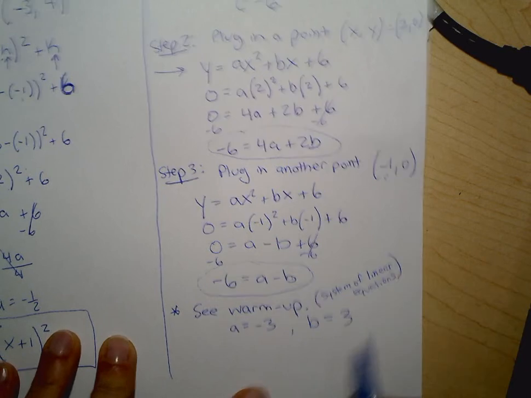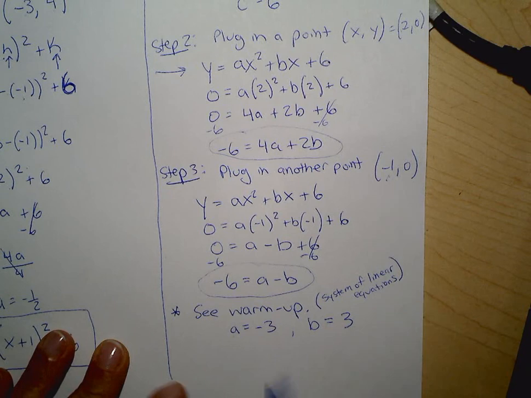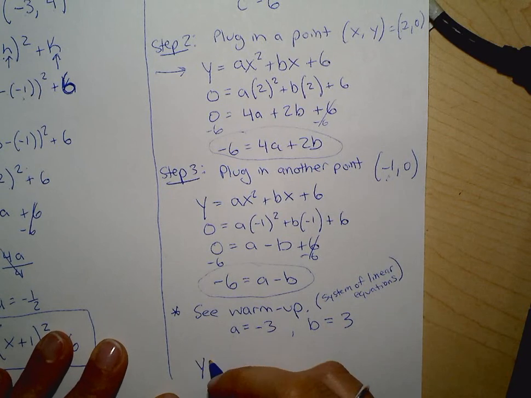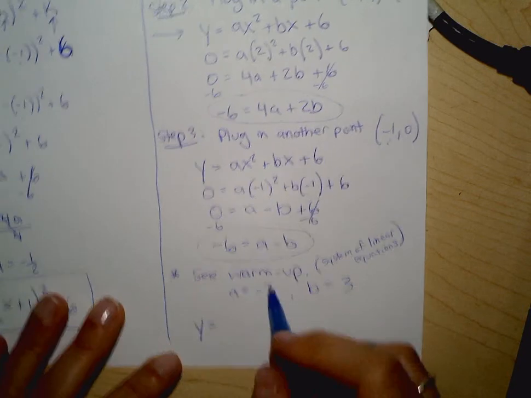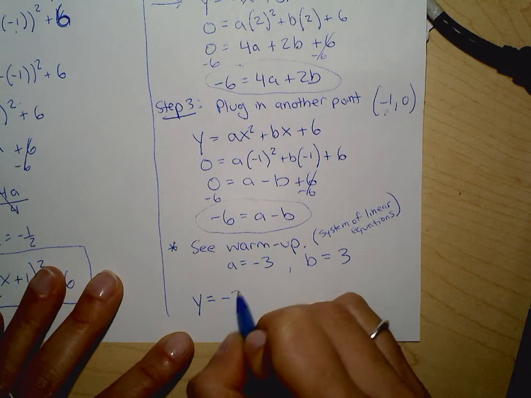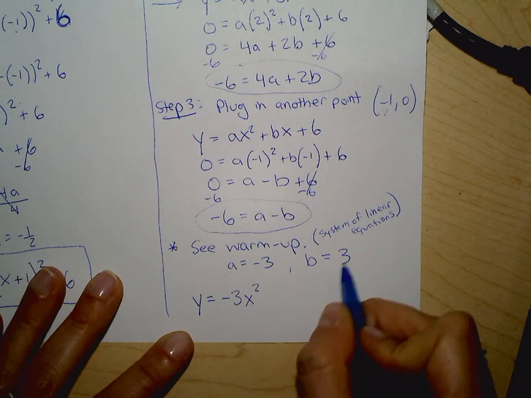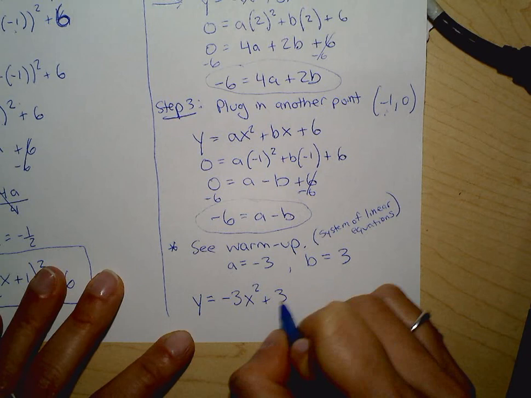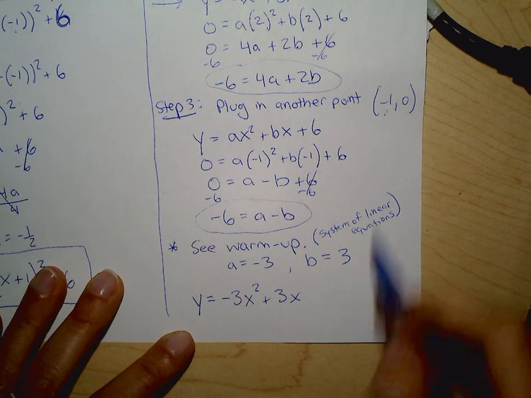So now we have a, b, and c. So we can write our equation. y is equal to, a is -3, so -3x squared. b is equal to 3, so plus 3x. And c is equal to 6, plus 6.